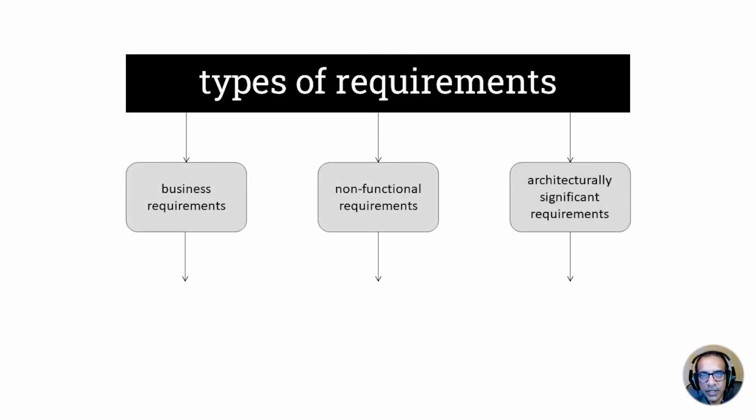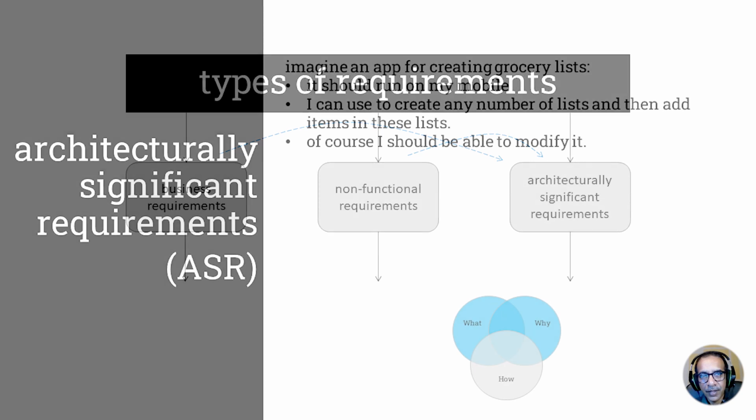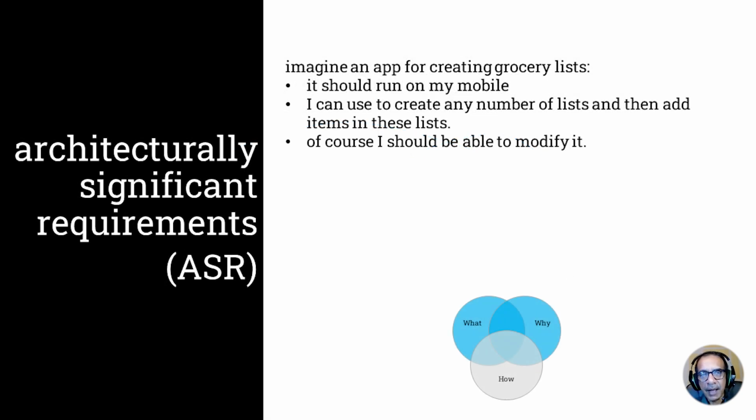Remember the diagram I showed in the beginning today. ASR is surely a type of requirement. However, they originate from both business and non-functional requirements. Imagine a list-making app and the requirements are given below. As an architect, I would assume that this is a simple mobile app with the given functionalities which can persist or store data in the mobile itself. Just read through this list of features.